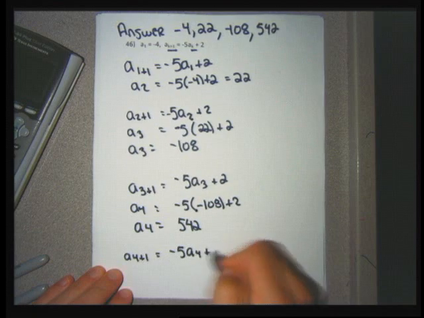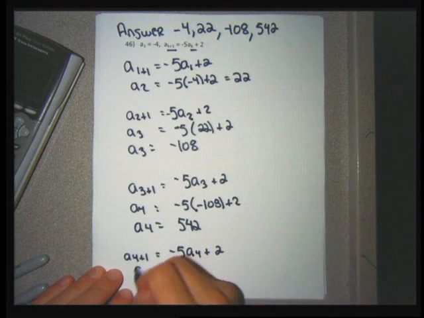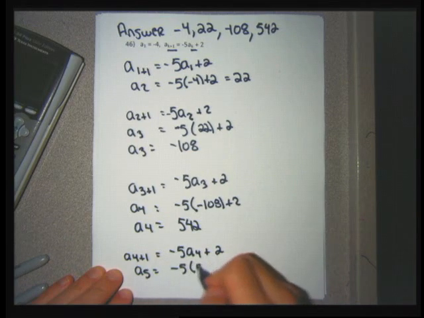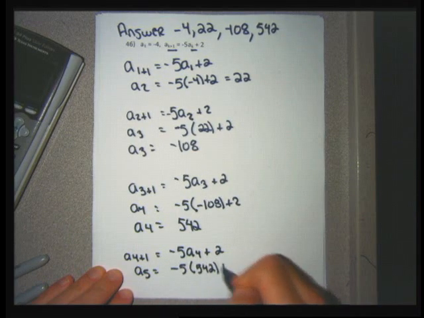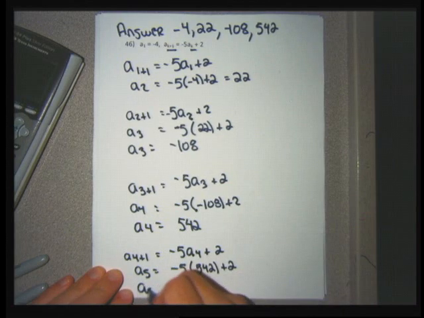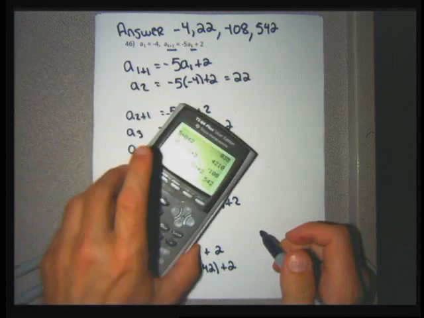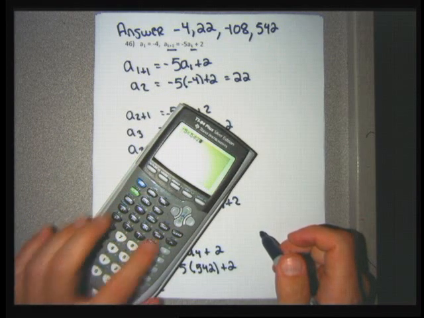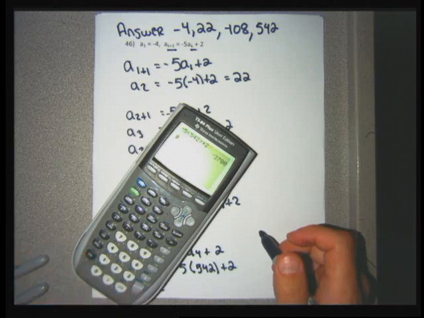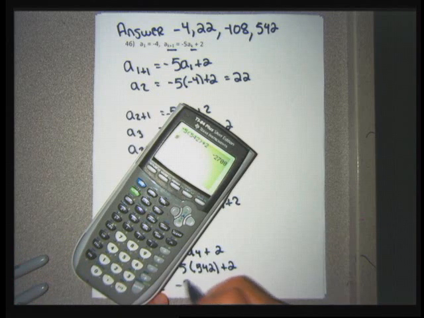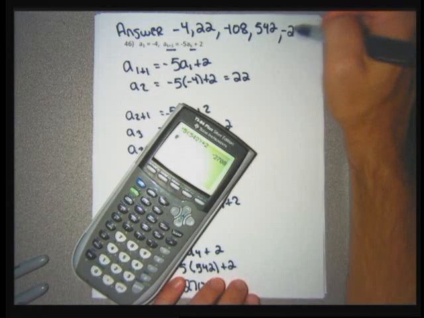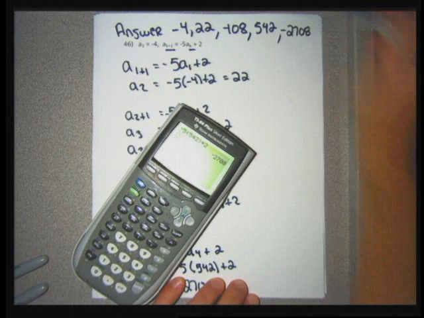For the last one, I'm plugging in 4 for the k's, which will give me a sub 5 equals -5 times a sub 4, which is 542, plus 2. And then again, I can't do that in my head. Or if I could, I'd probably be wealthier than I am. This gives me -2708. So the last number, the fifth number, is -2708.